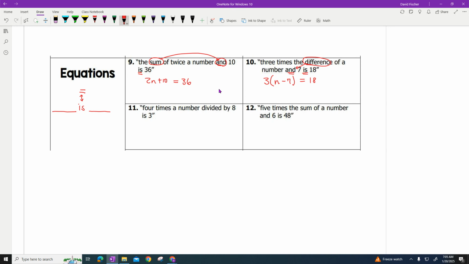Okay, 4 times a number divided by 8. So this is one of those phrases again. I want a number divided by 8 is 3. So I'm going to get my is 3 out of the way, so half of my equation's already done. Now I want 4 times, so it means times something, a number divided by 8. A number divided by 8. Okay? So these two here are a pretty tricky one because those are those phrase ones.